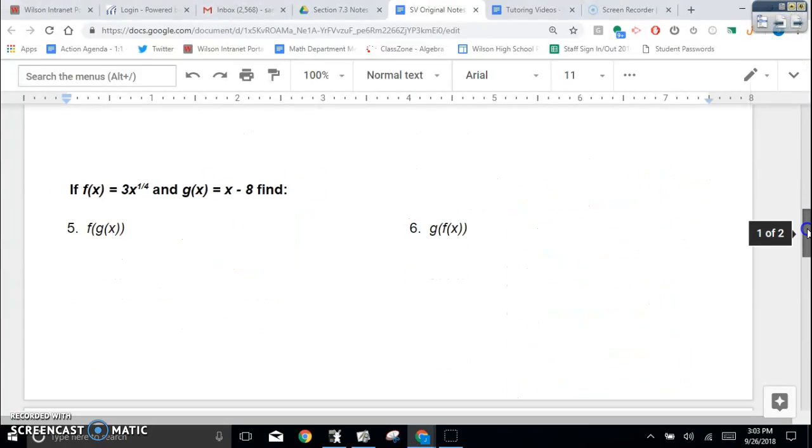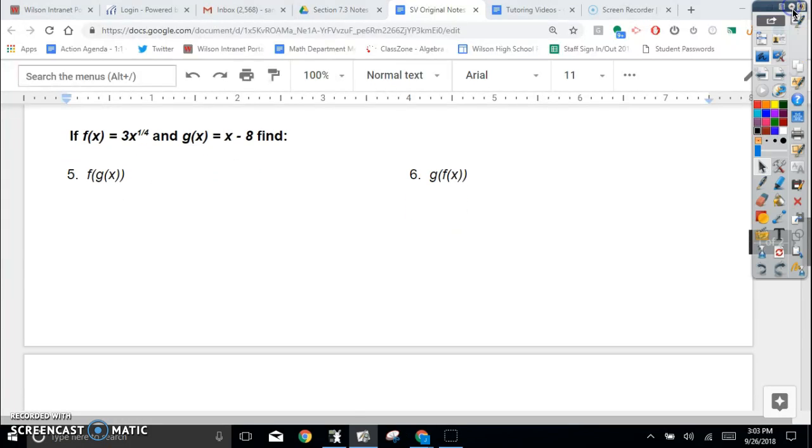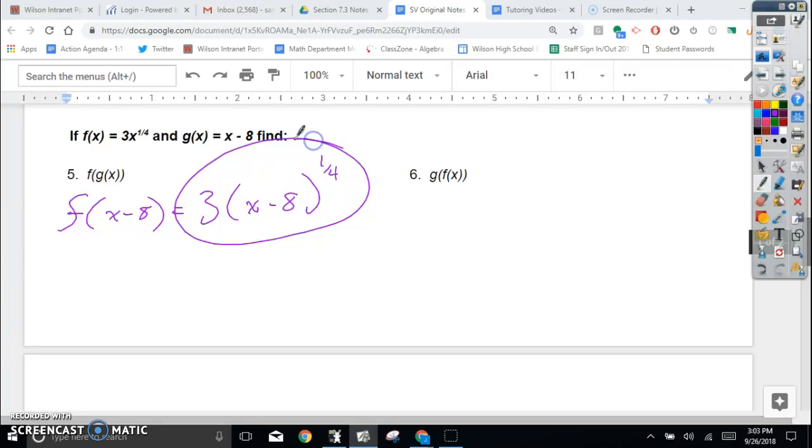Now let's go ahead and talk about 5 and 6. Now I know it looks complicated. People panic when they see this little 1/4, but actually watch what happens. I'm going to put my x minus 8 in for the g of x. Now I have 3 blank to the 1/4. What goes in the blank? The x minus 8. That's finished. Or you could write it as 3 times the 4th root of x minus 8. Either one is completely fine.